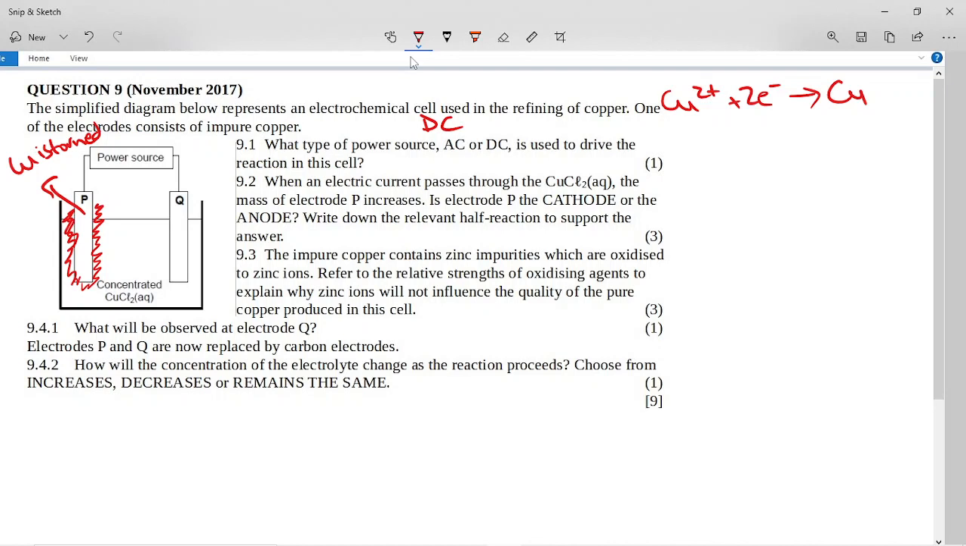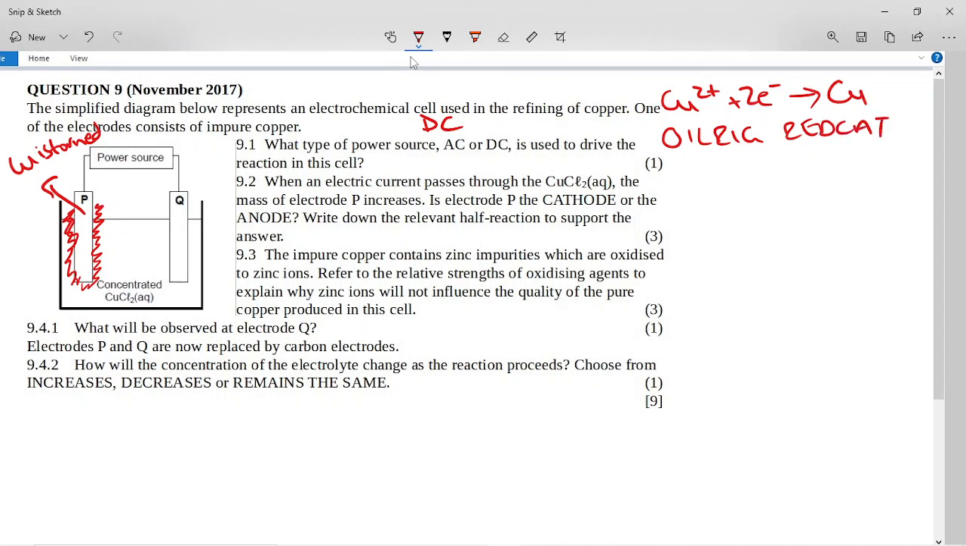So it says to you, is electrode P the cathode or the anode? And then it says, write down the relevant half reaction to support the answer. Well, here's the relevant half reaction. And then look at this reaction. Is this a reduction reaction or an oxidation reaction? Remember, oil rig, red cat.